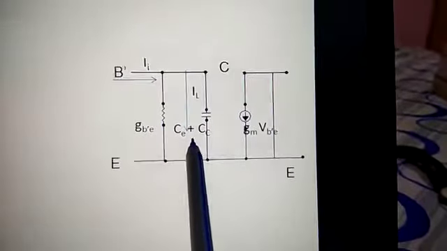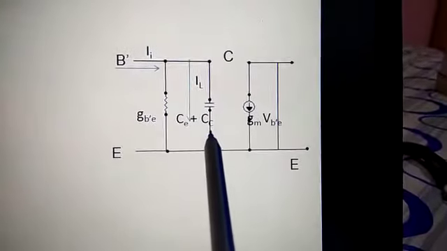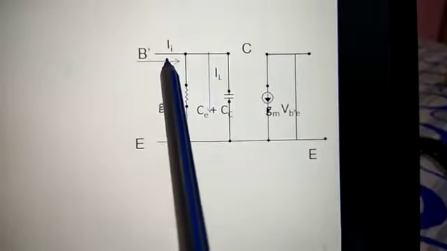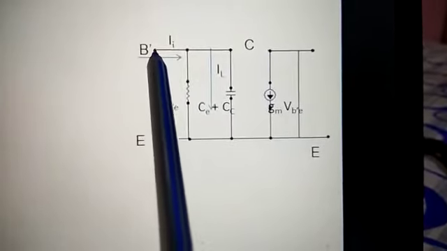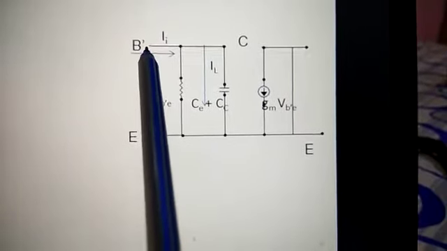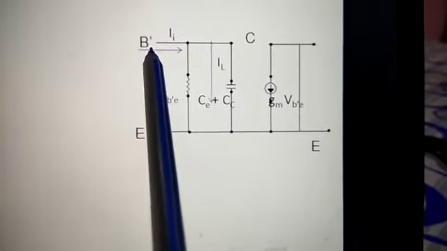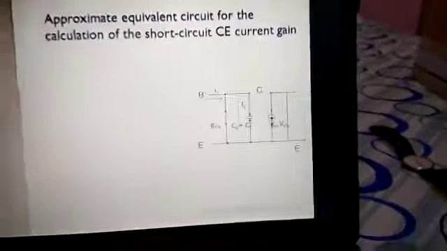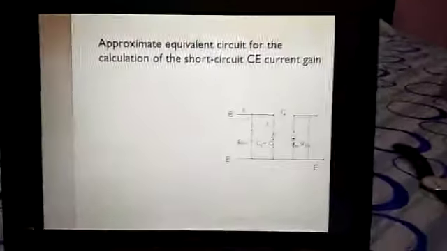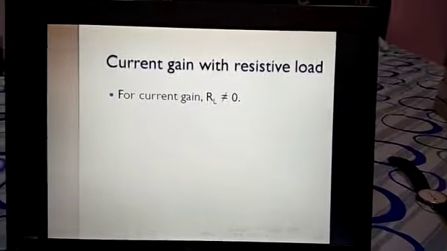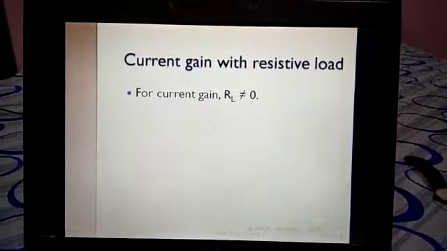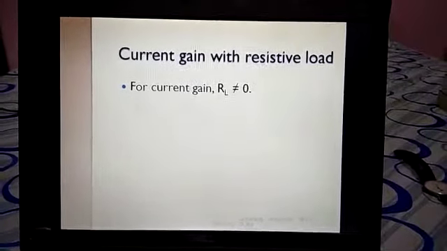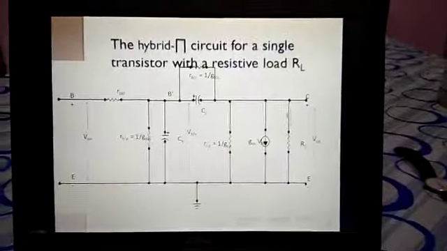This is the equivalent capacitance CE plus CC, and here the base spreading resistance, and at the internal point is B', and this is E. So this equivalent circuit we can observe, and we can calculate the short circuit common emitter current gain. For current gain with a resistive load, this RL must not be equal to 0. Load resistance should not be equal to 0.